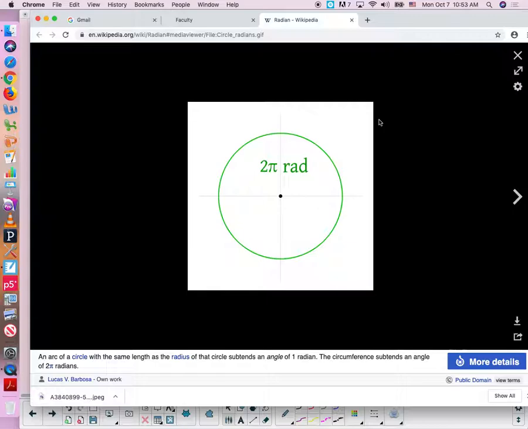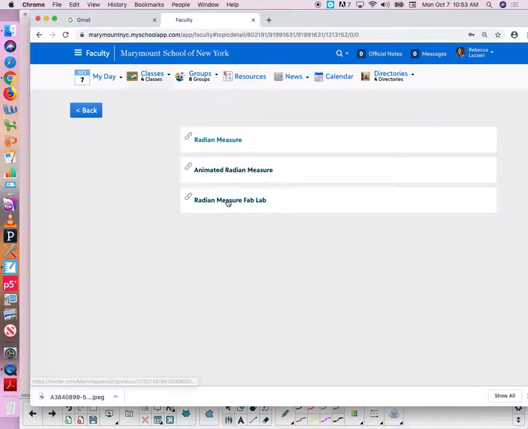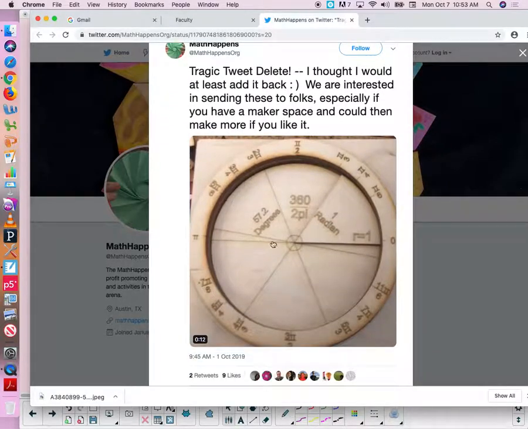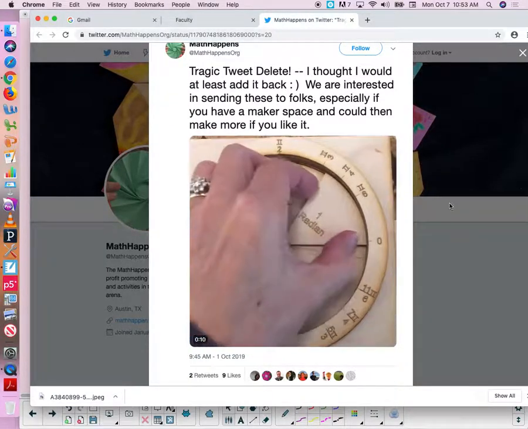Okay? All right, and then look at this one that Ms. Arkin showed us a while back. It's really cool. We might, I don't think we'll have time in honors pre-cal to make it, but we might get my regular pre-cal class to do the Fab Lab with this.